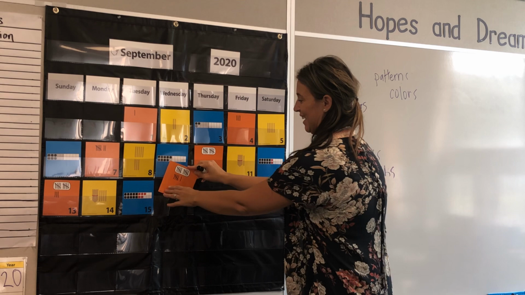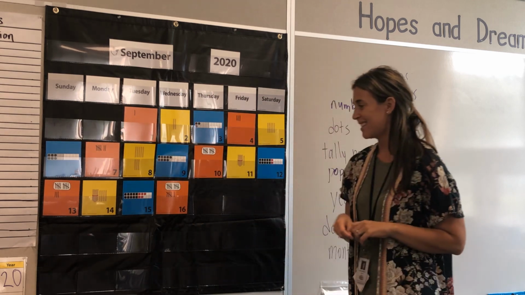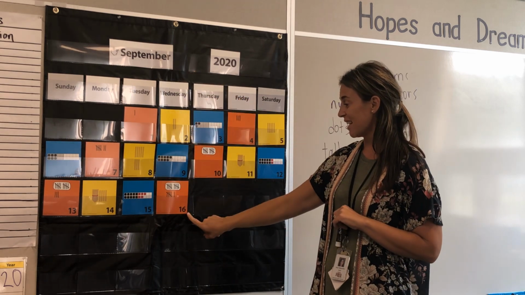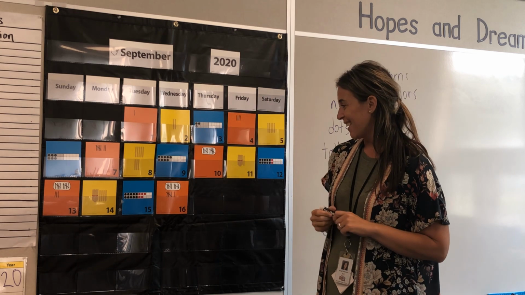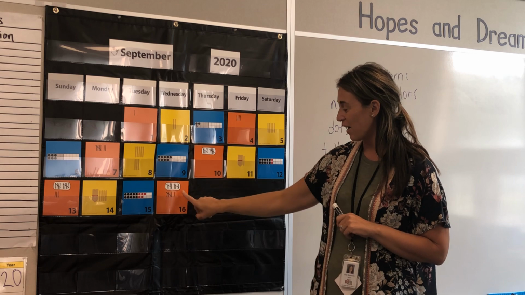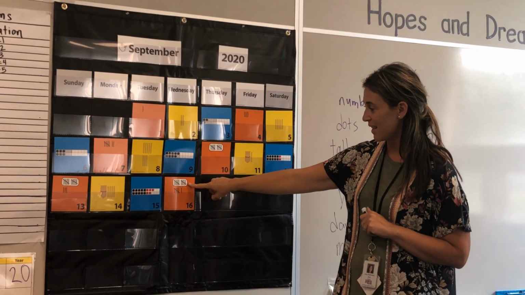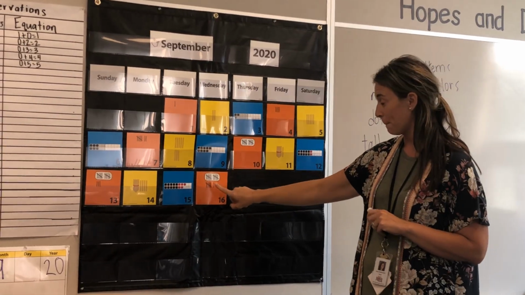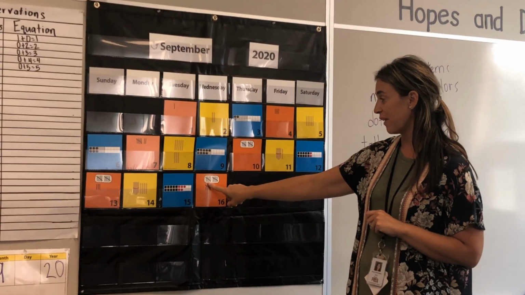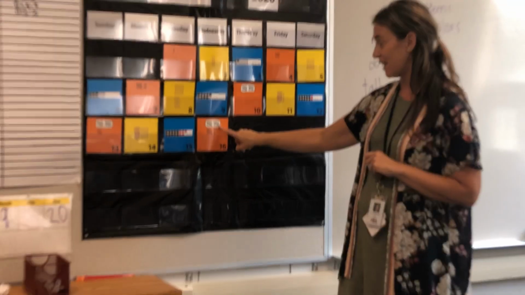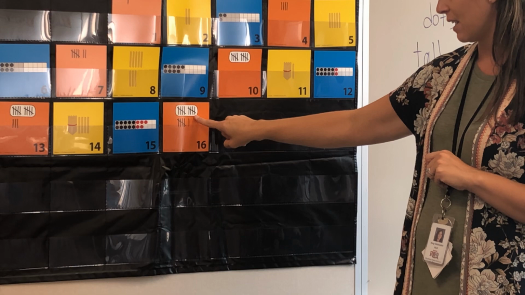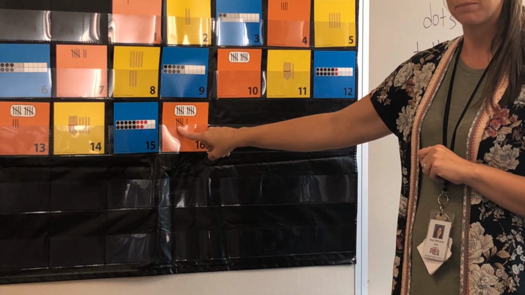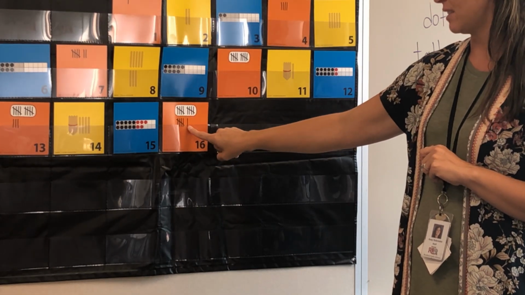Today is September 16, 2020. So you will notice today the number 16 is represented with tally marks. Tally marks are in groups of 5, so we can count by 5s, and then there's a bundle of 10. So here are 5, 10, 15, and one more is 16.